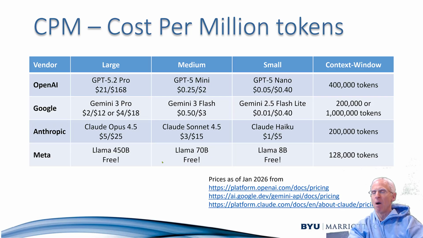There are these Meta models that are actually free because they're open source, but you can also pay companies that will do inference on those models. And look at these context windows: 400,000 for the OpenAI 5.2 and 5 models, 1 million for the Google models. You have to pay for it. So that Gemini 3 Pro is $2 per million input tokens or $12 for output, unless you exceed their 200,000 token base limit, in which case you start paying quite a bit more for tokens, input and output.